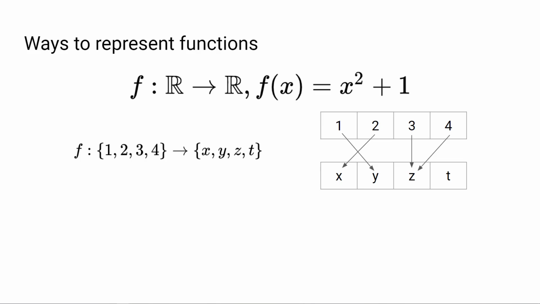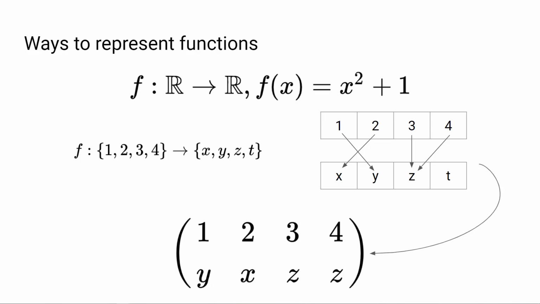Especially useful if the domain and codomain are finite sets is just a simple diagram, which is like a spreadsheet that pairs off the inputs with the outputs. This diagram, for example, gives a function f from the set {1, 2, 3, 4} to the set {x, y, z, t}, such that f(1) = y, f(2) = x, f(3) = z, and f(4) also equals z. Sometimes it's also given as a kind of matrix with big parentheses on the sides.